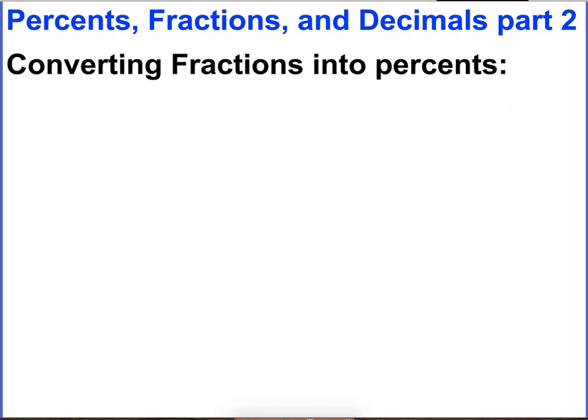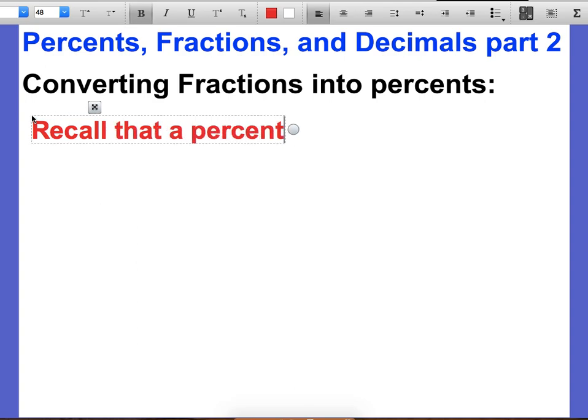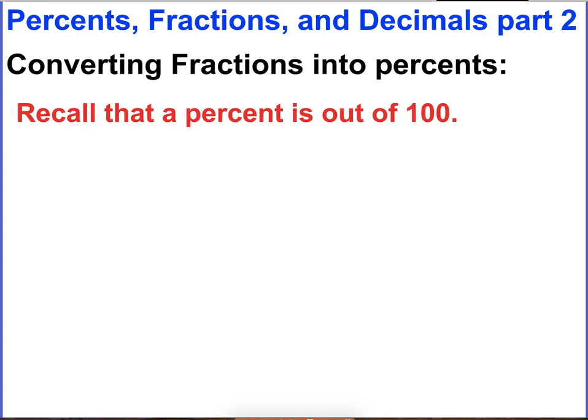Converting fractions into percents. The same skill we need to remember here is recall that a percent is out of 100. It seems a little redundant to say that, but if I'm going backwards on that first example, if I have 37 out of 100, I can read this as 37 hundredths. So I can say that's 37 hundredths or 0.37. And then as a percent, I move the decimal over 2 spaces to the right, and that's 37%.